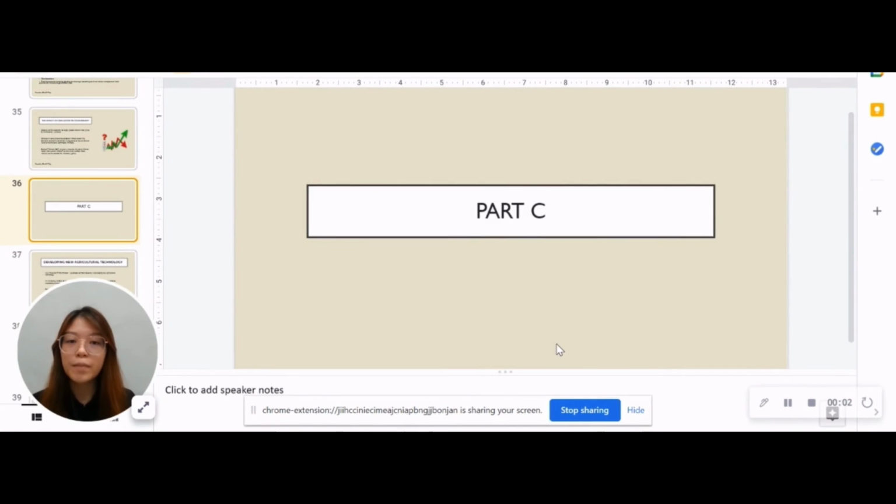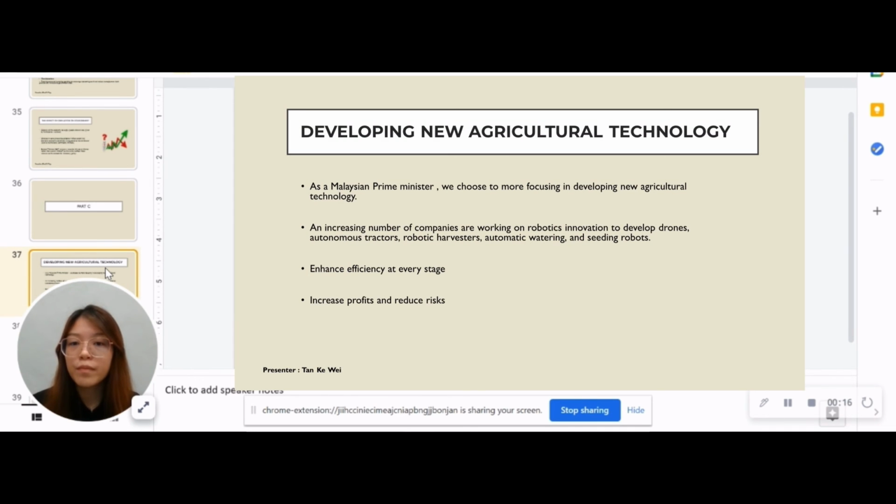Next, we would like to discuss Part C. Part C is: let's say you are the Prime Minister of Malaysia, which area would you pay more attention to in order to develop Malaysia in the next 5 years? So, if I was the Malaysian Prime Minister, I would choose to focus on developing new agricultural technology. In Malaysia, we have many agricultural products like rice, rubber and palm oil, all produced by Malaysia. These products are also exported to countries all over the world.